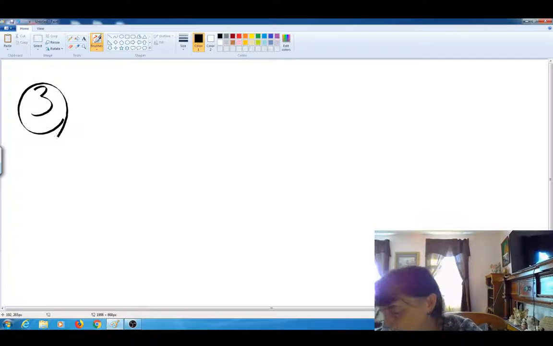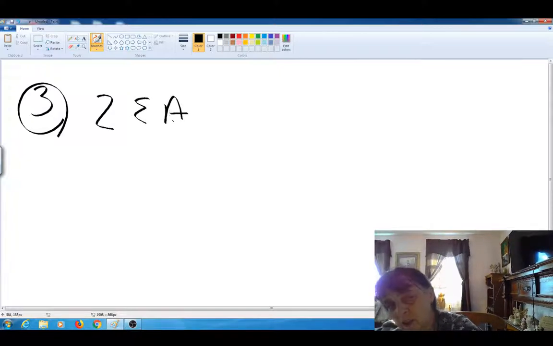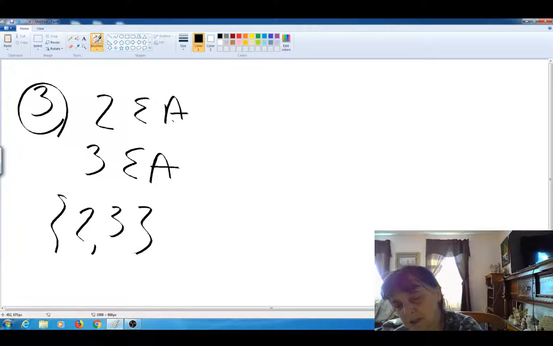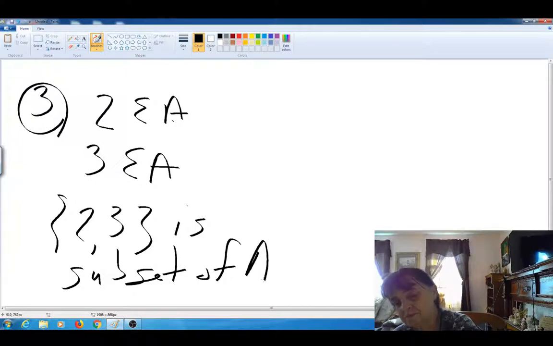Number 3. Is this true or false? 2 is an element of A. 3 is an element of A. So that means 2, 3 is a subset of A. That is true.